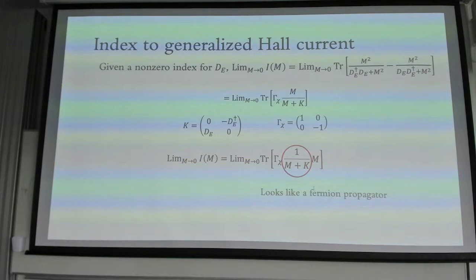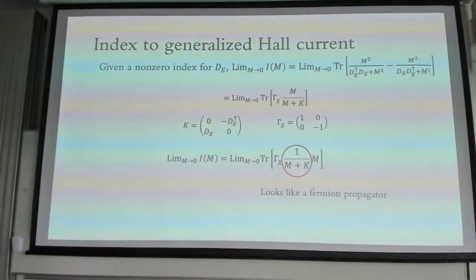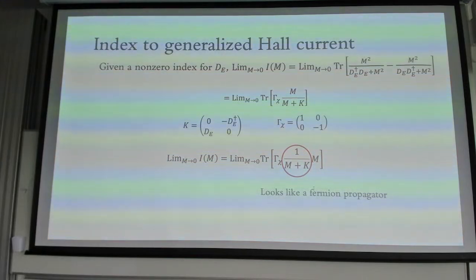So now I can rewrite this formula in terms of some higher dimensional matrices. I define this matrix K, which is related to my fermion operator with non-zero index in the following way. So it's twice the dimension of my original D fermion operator. And I also define a gamma chi matrix, which also has twice the dimension of D. And my claim is that this formula can be written in terms of this K matrix and this gamma chi matrix in this way.